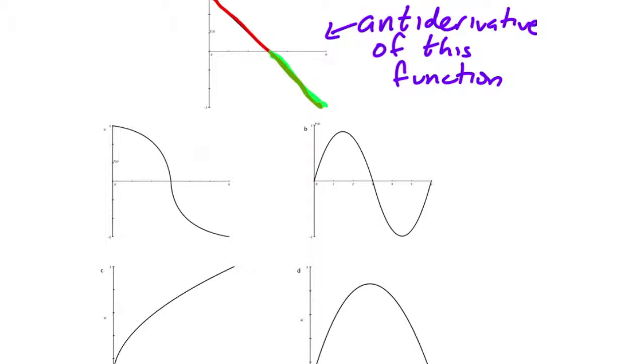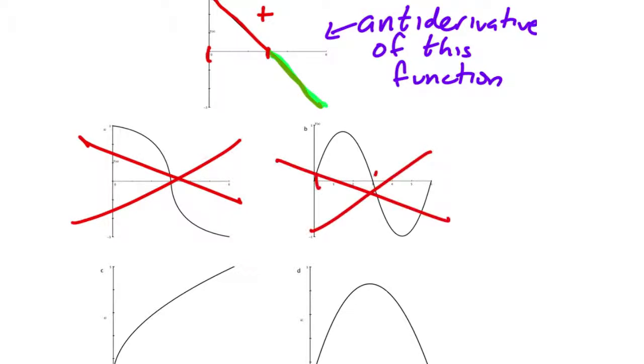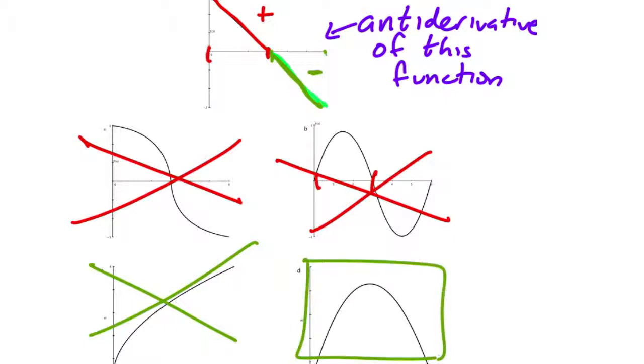We can say, for example, here it's positive, which means that the antiderivative would have to be increasing from here to here. So you can automatically take out this one because it's not increasing from here to here. And you can also take out this one because it's also not increasing from here to here. Okay, and then on this part, because it's negative here, then for the last half it would have to be decreasing, and so it can't be this one. So this one satisfies those because it's increasing and then it's decreasing.